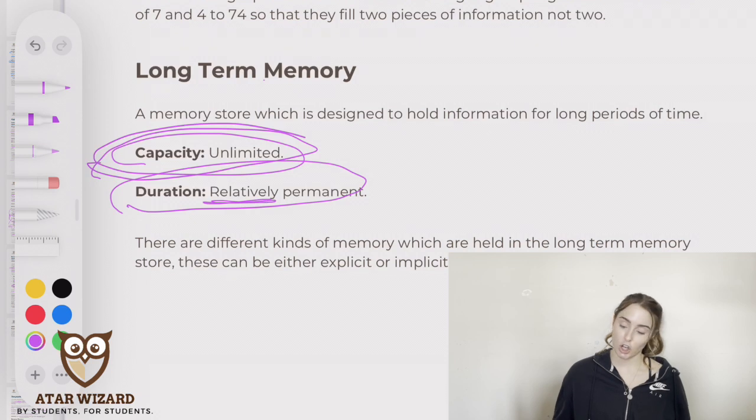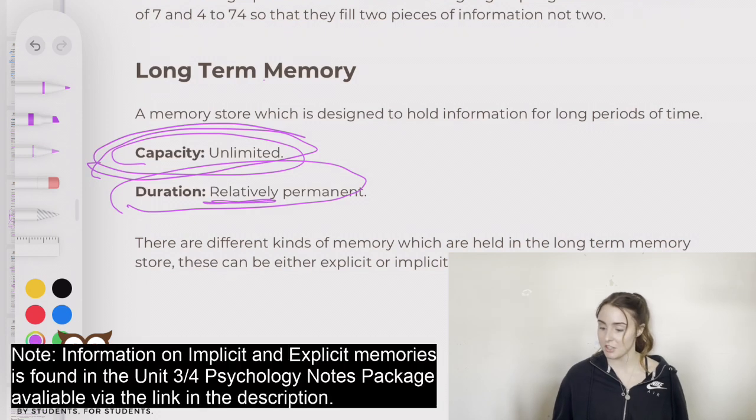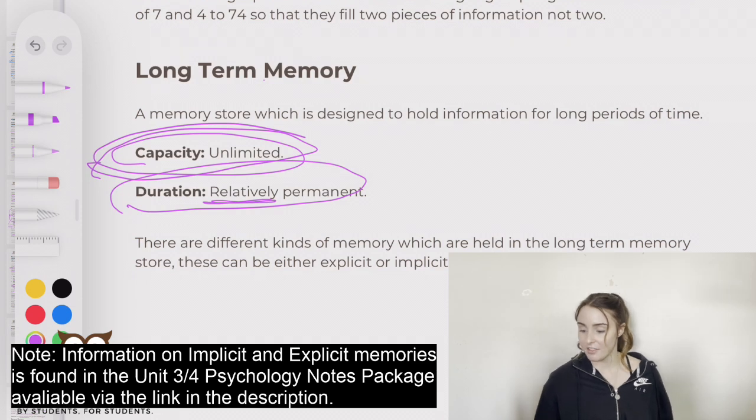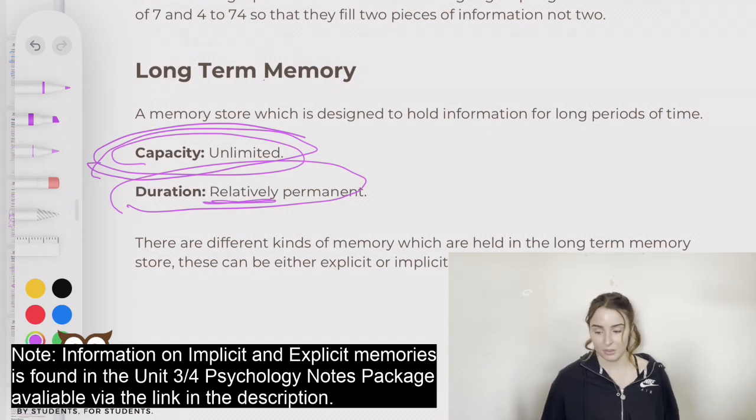Now, there are different kinds of memories which are held in this store. These are the explicit or implicit memories.